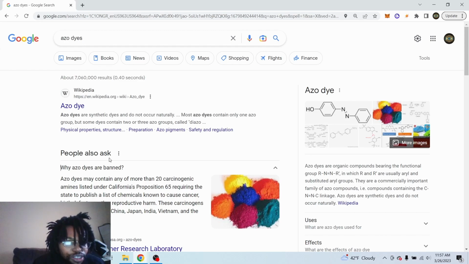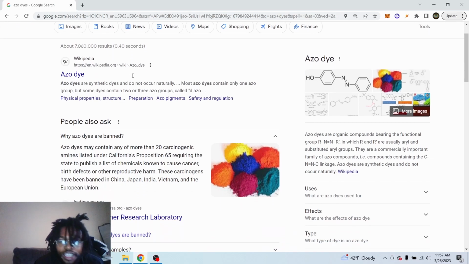We're talking about azo dyes, and I was talking about this with one of my friends earlier, and we're going to get into it right now. So, what is an azo dye anyway? Well, it's a dye, literally.